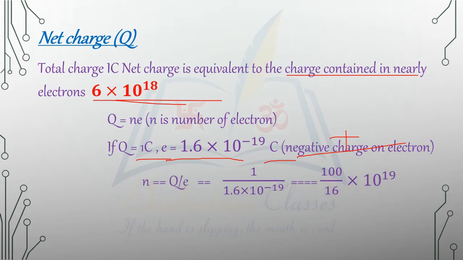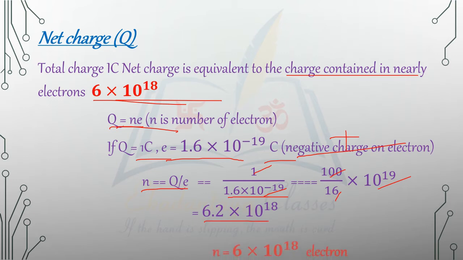After substituting in this formula, we have to rearrange this formula. First, this is the rearrangement, and substitute 1 coulomb here, and this is equal to 1.6 into 10 raised to minus 19. After substituting this, 100 will come here and 16 will come here, and this minus 19 goes up and becomes plus 19. The answer is 6.2 into 10 raised to 18. So n is equal to 6 into 10 raised to 18 electrons.